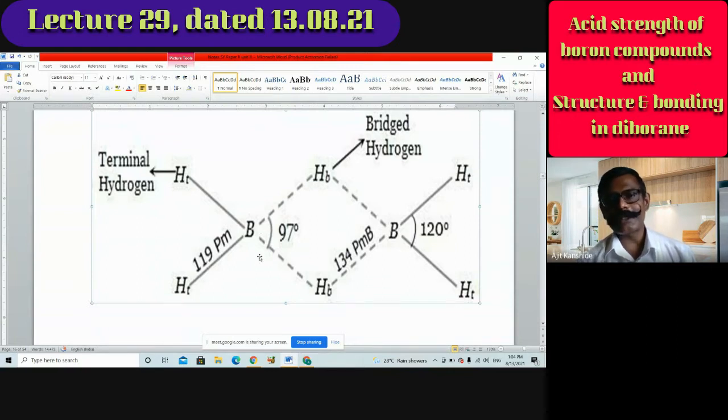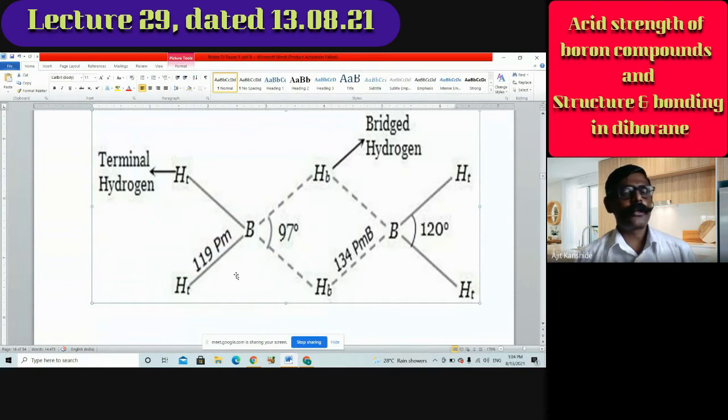These two BH3 are united. They are bridged. They come together and you get one molecule, a B2H6 molecule. This is called diborane, and the bonding in diborane is what we are studying. Again, pay proper attention.